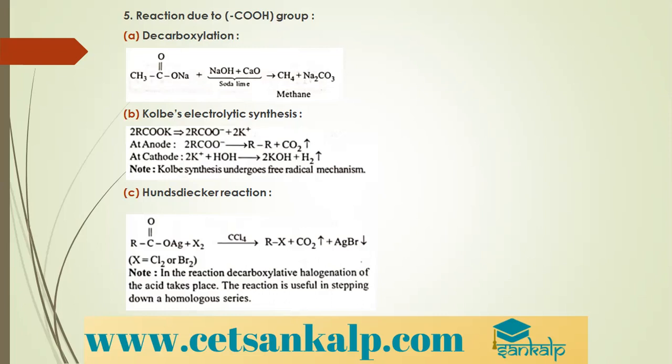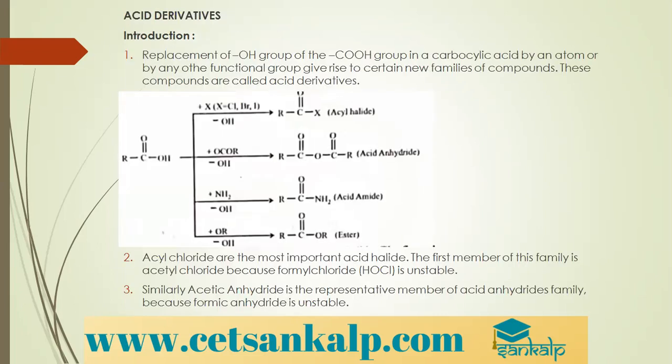Okay. So in the reaction, decarboxylative halogenation of the acid takes place. The reaction is useful in stepping down the homologous series. Now, which are the acid derivatives? The acid derivatives are nothing but if you replace the OH of the COOH group in the carboxylic acid by an atom or another group, it gives acid derivatives.